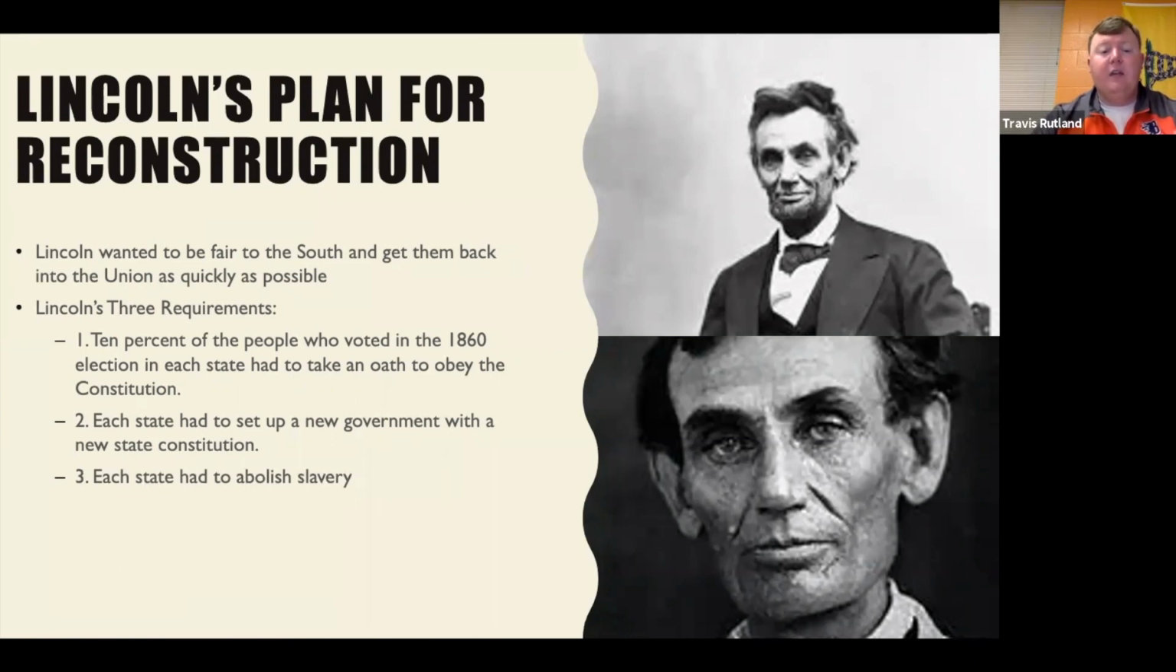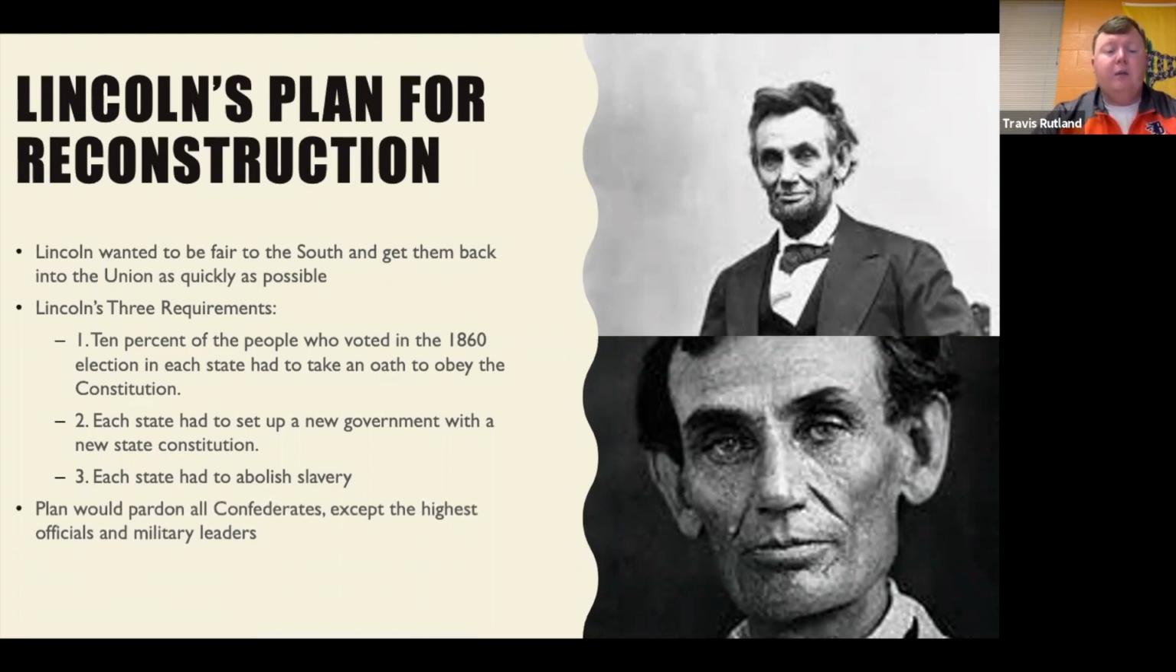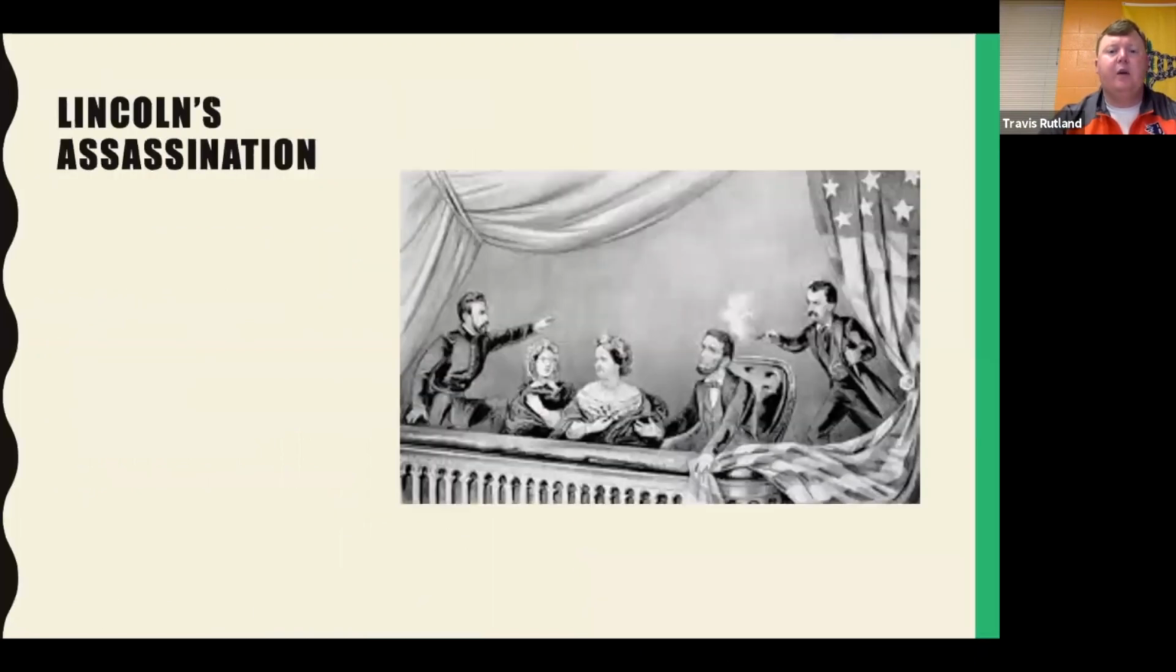So no more slavery, new state constitution, 10% of the people who voted in 1860 had to take an oath to obey the Constitution. His plan would also pardon all Confederates except the highest officials and military leaders. And it would become known as the 10% plan because of the 10% with the oath to obey the Constitution. So that's Lincoln's plan. Now, of course, that hits a hiccup.